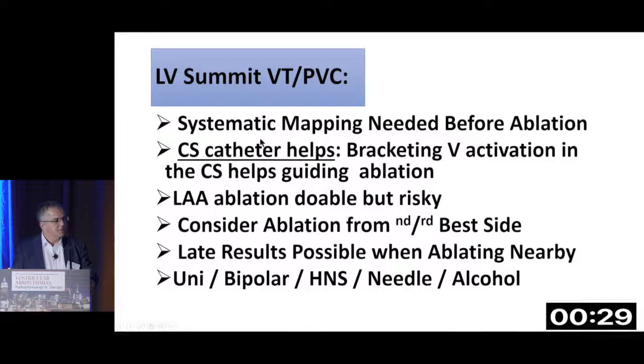So to summarize the talk, I think for this kind of VT and PVCs, we need to go for a systematic mapping approach. CS catheter always helps. And left atrial appendage ablation is doable, but it's risky, so you need to be careful with that. You should always consider ablation from the second and third best site if you cannot get it from your best location. And be aware that late results are actually possible in this kind of situation. There is a sequence of ablation strategies that one can use, and I think they will discuss these different approaches during the session. Thank you.